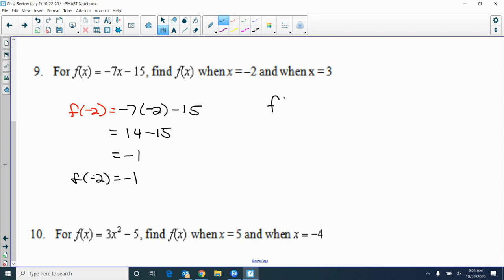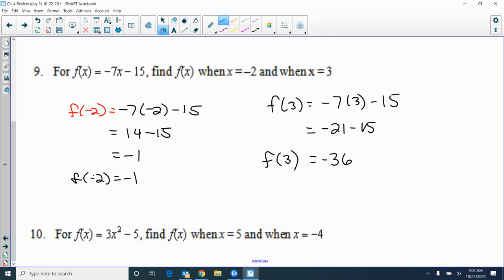London, did you plug in 3? What'd you get? I got 6. You sure? Negative 7 times 3. Wait, I forgot to put the negative on the second. Negative 36, because negative 7 times 3 is negative 21, minus 15 is negative 36. So f of 3 is negative 36. All right, good.